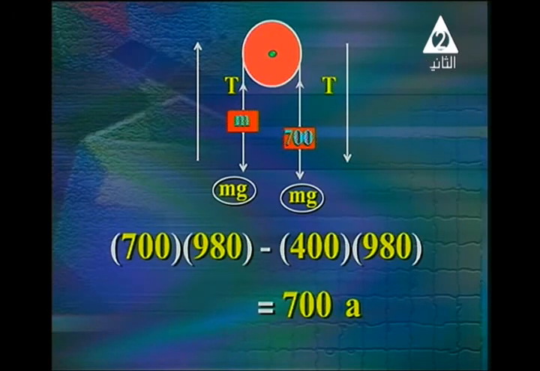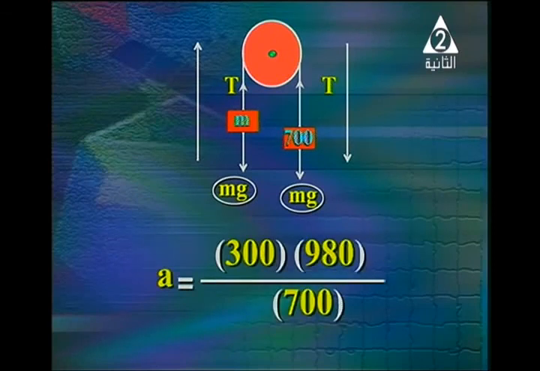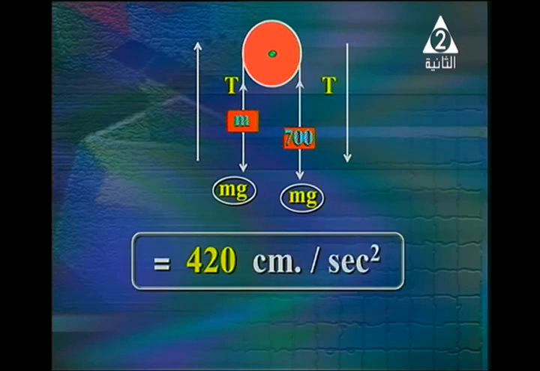Then 700 times 980, the value of g, minus 400 times 980 equals 700a. We find the acceleration by 300 times 980 over 700. The answer is acceleration 420 centimeters per second squared. Then the acceleration is 420 centimeters per second squared.